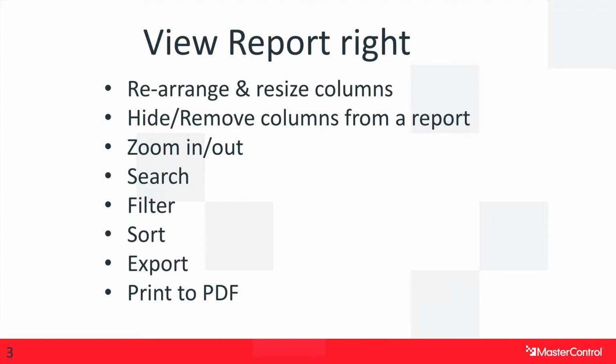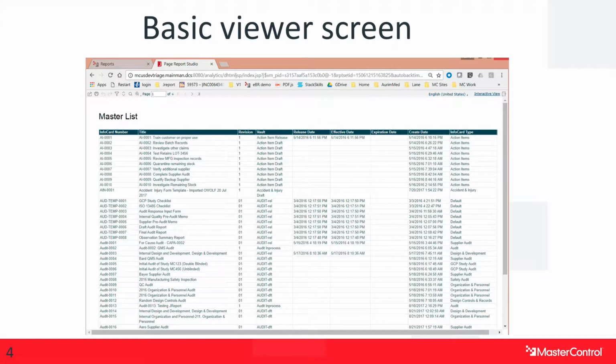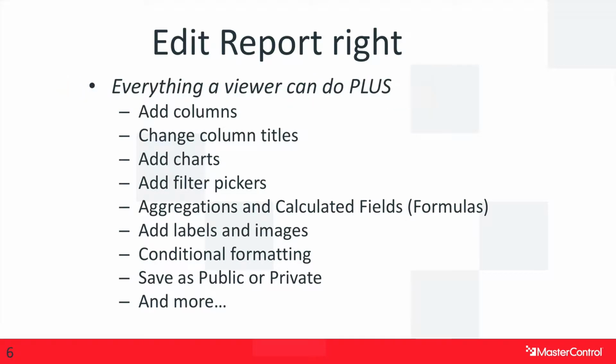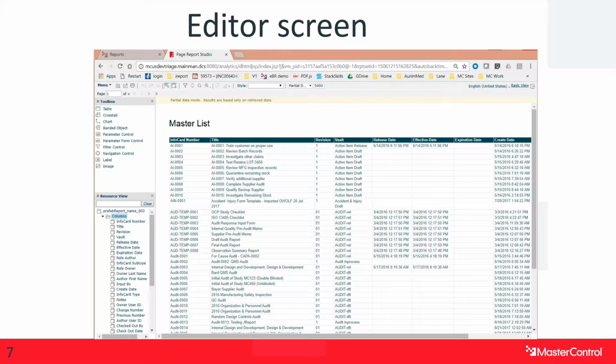So you mentioned there's a view report right: rearrange columns, hide, remove, but all those things that you see on the screen right now are included in the edit report right. So there's the basic viewer screen, but you notice in the corner there's a button that says interactive mode, and we're going to click on that in just a second. When you do, you end up with the edit report right, and that's everything a viewer can do. Plus, you can add columns, you can add charts, you can add filters, etc. So pretty exciting stuff. And this is what that screen looks like, and we're going to jump into it live right now.